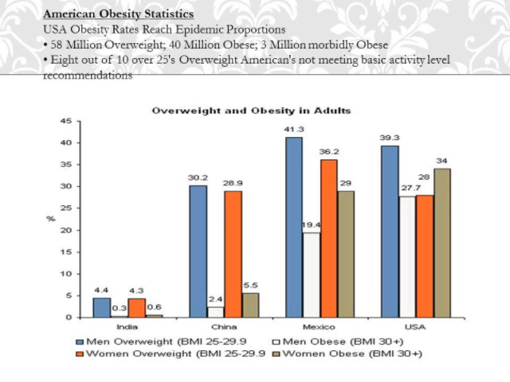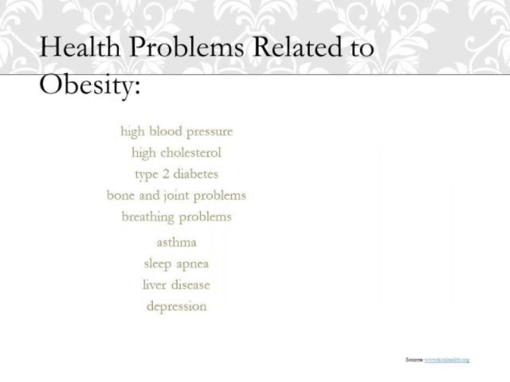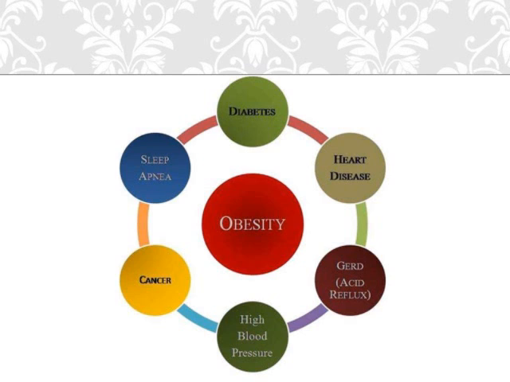These are the health problems related to obesity: high blood pressure, high cholesterol, type 2 diabetes, breathing problems such as asthma, sleep apnea, depression, bone and joint problems, and it could also be related to cancer, such as prostate cancer. These are health problems related to obesity, like I said before: sleep apnea, diabetes, heart disease, cancer, high blood pressure.